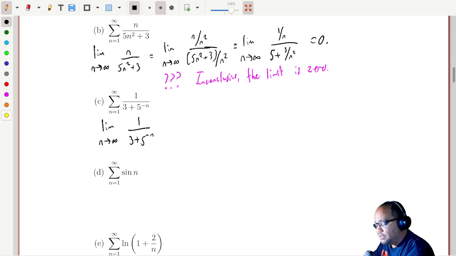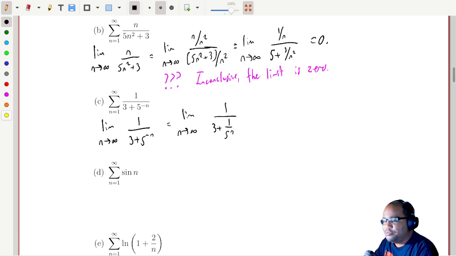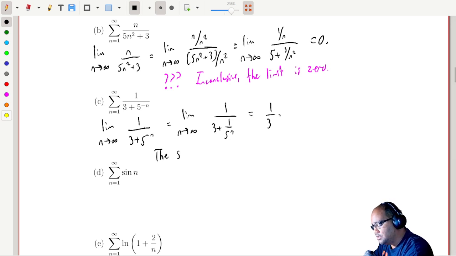You can think about this as taking the limit as n approaches infinity of 1 over 3 plus 1 over 5 to the n. That's just how negative exponents work. But now take a look: 1 over 5 to the n goes to 0. So our denominator here is just 3 in the limit. And what is that? Well, that's just 1/3. This is not 0. The limit is not 0, so the sum diverges.